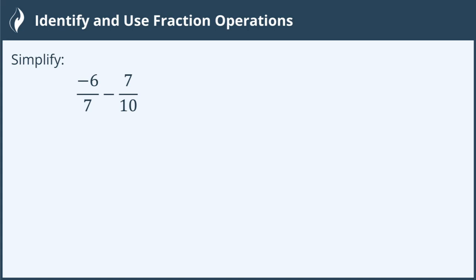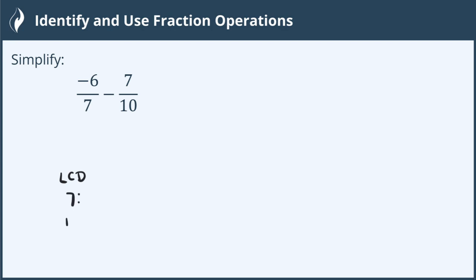Hi everyone, in this video we're going to identify and use fraction operations. So here I see I have two fractions and a subtraction sign in between, so I need to subtract these two fractions. But before I do, I must find the least common denominator, or the LCD. That's the smallest number both of those numbers will go into.